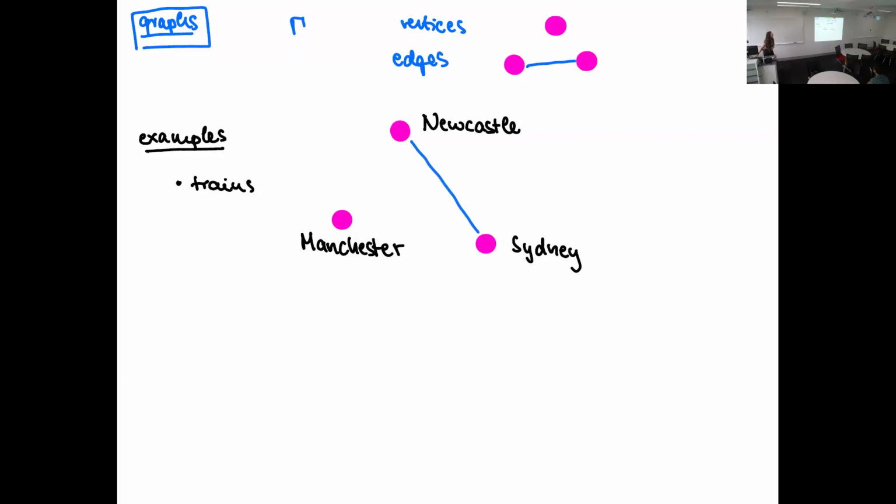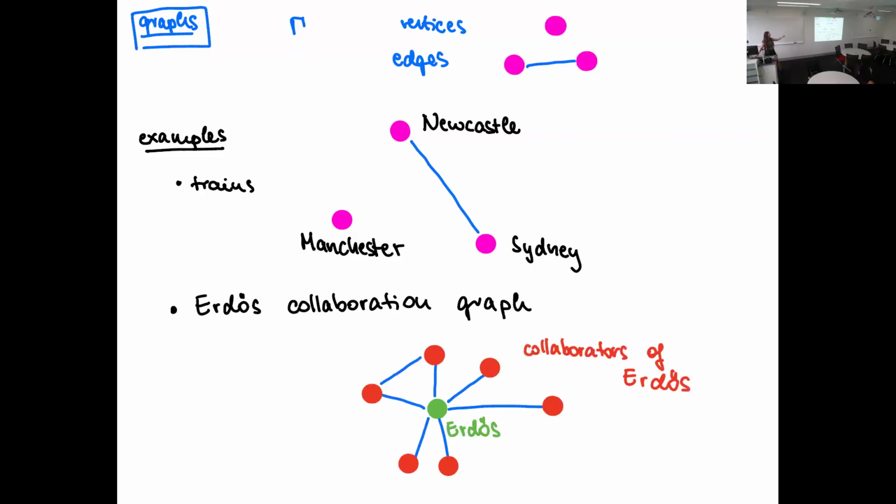So like there is a train between Newcastle and Sydney, but obviously Manchester is too far, so there is no train connecting those. My other favorite graph is the Erdős collaboration graph, which is something that can model the Erdős number as well. So all of the mathematicians and maybe other scientists as well are the vertices, and then Erdős will be adjacent to his collaborators, and then because they have published papers together, and then maybe some collaborators would be adjacent to each other because they could have published papers together as well.